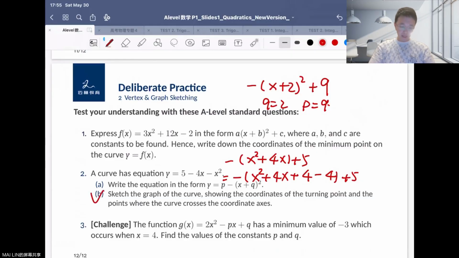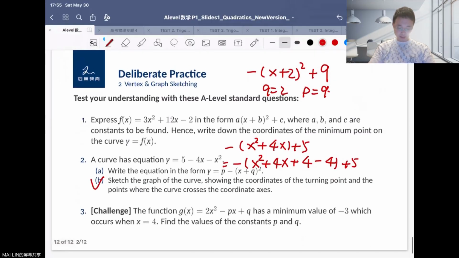And for part B, sketch the graph of the curve, showing the coordinates of the turning point and the points where the curve crosses the coordinate axes. So first, if it crosses the y-axis, the y-intercept, we set x equals 0. So y equals 5, right? And when y equals 0, you can also calculate the x values. So here x equals 1, and x equals negative 5, right? These are the two values right here.